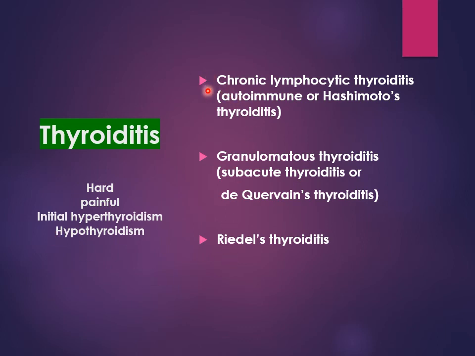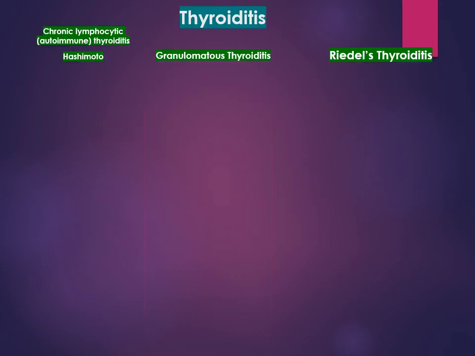There are three groups of them: chronic lymphocytic thyroiditis, also known as the autoimmune or Hashimoto's thyroiditis. Second group is granulomatous thyroiditis, also known as subacute thyroiditis or de Quervain's thyroiditis, and these are believed to be due to viral infections. And the third group is Riedel's thyroiditis. Okay, this slide shows you the three types of thyroiditis which I mentioned.